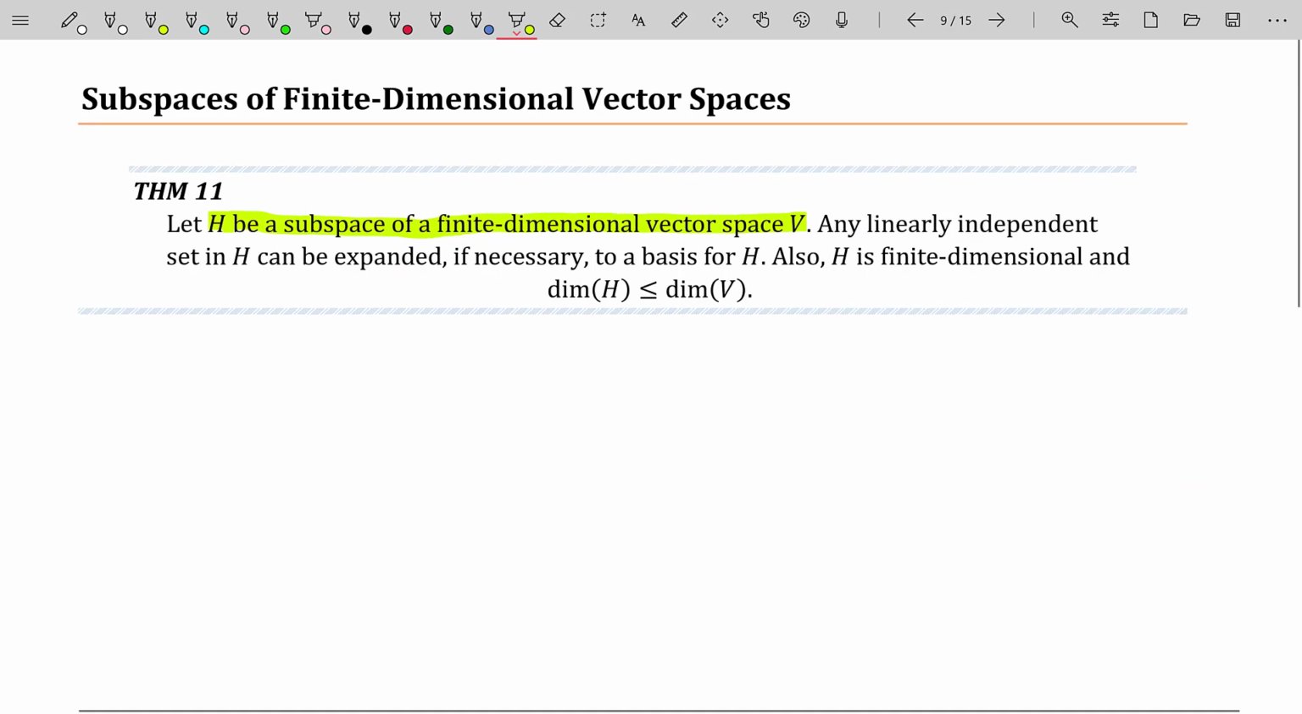And that gets us back to this guy right here, because if you do have a set of vectors that are linearly independent, but possibly do not span your entire space, well, you can add some vectors in there if you need to create a basis for your space H. And like I said, H will also be finite dimensional. And by the way, the dimension of that subspace of the vector space V will be less than or equal to the dimension of the vector space V.